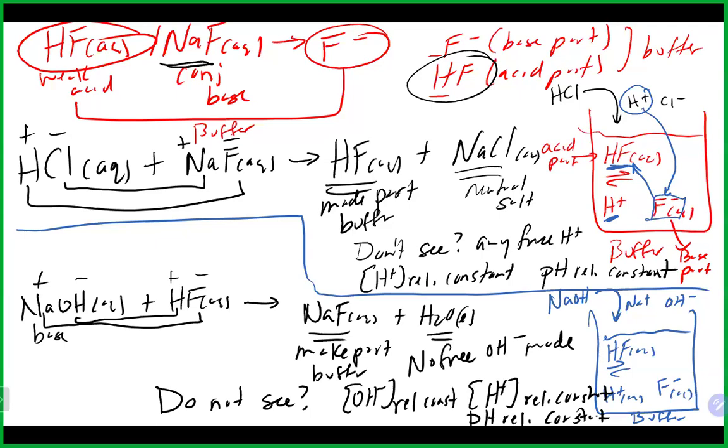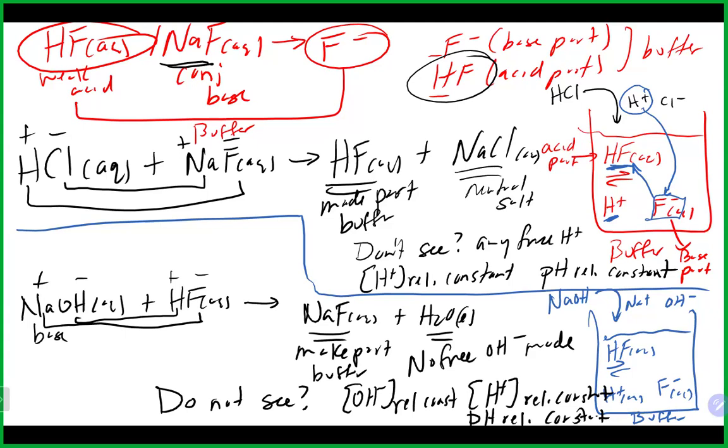And the same thing happens when you add a base to your buffer. When you add a base to your buffer, the acid part of your buffer will react and prevent the OH minus from being freely in that solution. It actually gets tied up there, making water. And because we don't make a bunch of OH minus in that solution, it's able to keep the H plus concentration relatively constant as well, and the pH relatively constant.